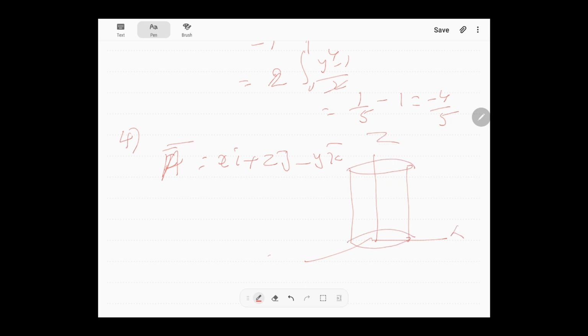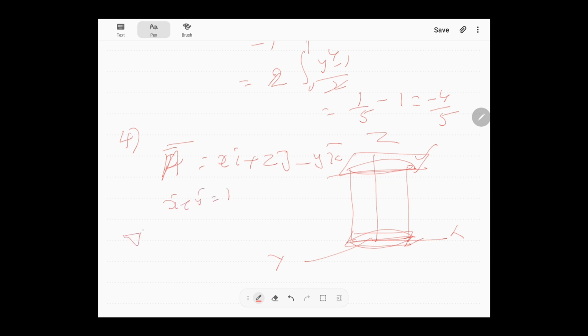This is the z axis, this is the x axis, y axis, and z is equal to 0 and z is equal to 1. So he is asking only for the curved surface. He is not asking about this, he is not asking about this. Only the curved surface in between these two. So x square plus y square is equal to 1.